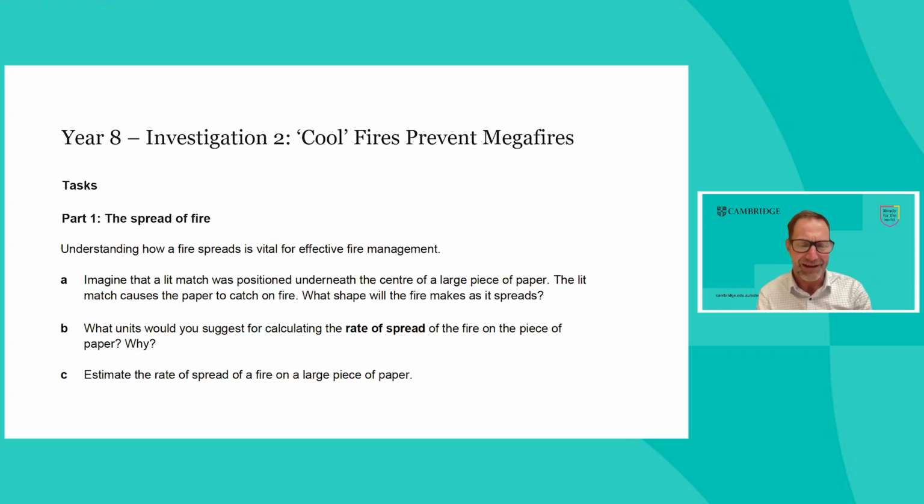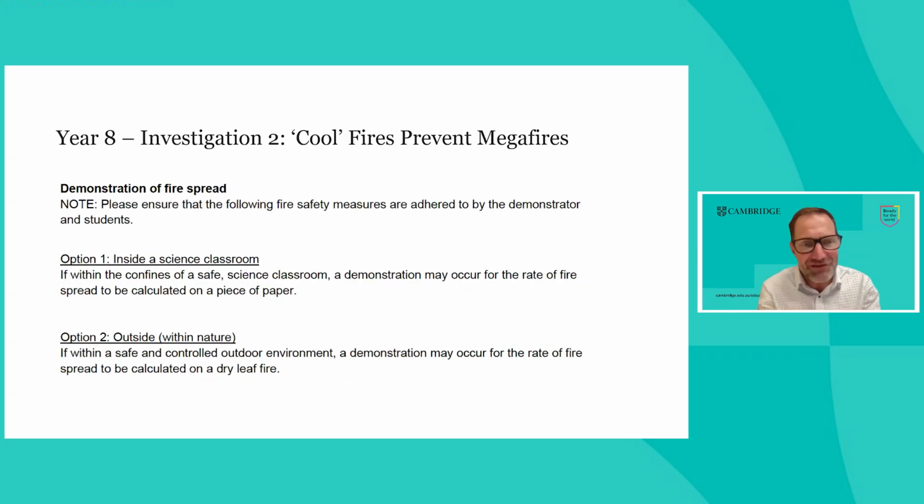On to the next slide. We then say, if possible, of course, we put it with detailed notes on safety and give an option of possibly doing that in a science classroom, possibly doing it outside in nature with a dry pile of leaves, or inside with a very large piece of paper. This feels real, and integrates almost a science experiment with a bit of maths, to see this rate of spread of fire in this controlled condition.